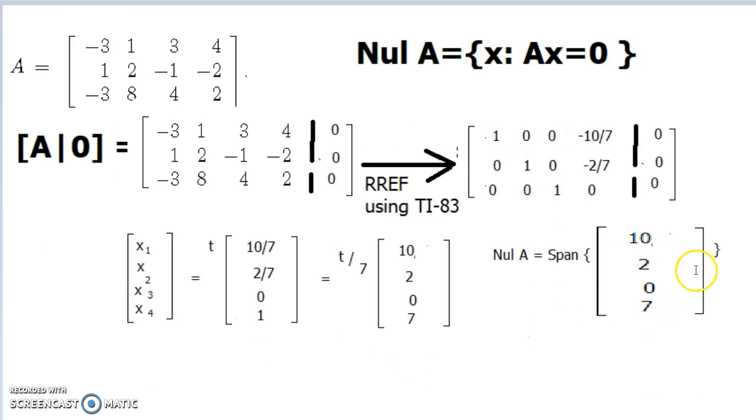And what would be the dimension of this subspace? This subspace is generated by only one single vector, and one vector is definitely linearly independent. So therefore, the dimension of the null of A is just equal to 1.